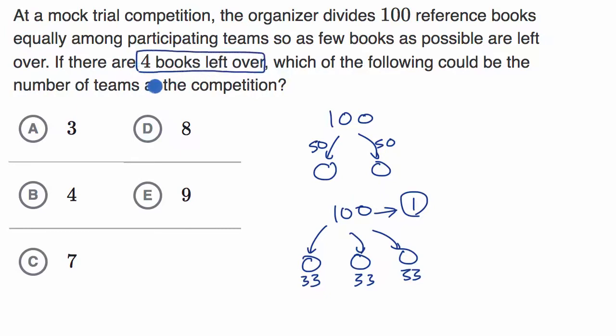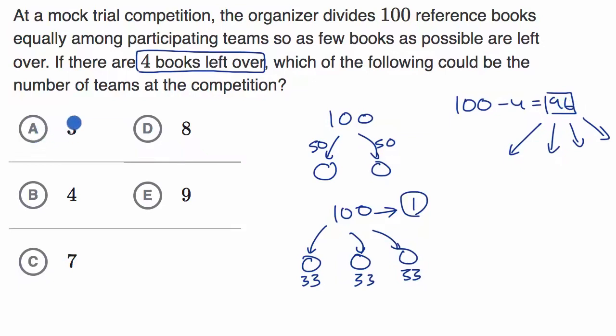So if there are 4 books left over, how many were given to the teams? Well, 100 minus 4 is equal to 96. So that means that 96 were equally distributed to the teams. One way to think about it is, if that is true, then the 96 has to be perfectly divisible by the number of teams. So look at the choices.